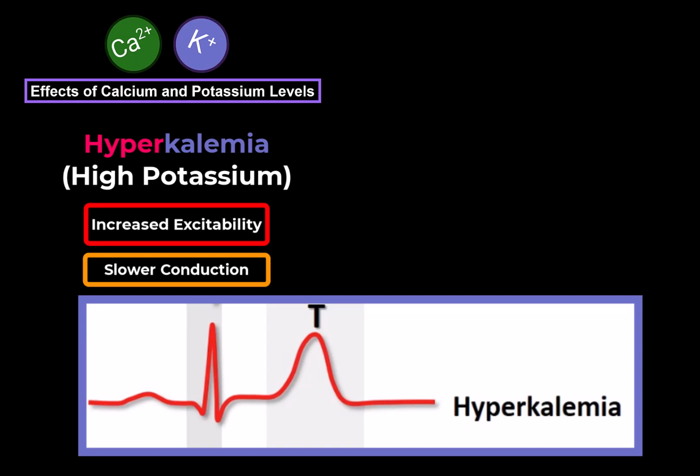So if you do an ECG, one of the earliest signs of hyperkalemia are peaked T waves because the increased potassium causes the process of repolarization to be faster and more pronounced, resulting in the characteristic peaked appearance of the T waves on the ECG. And since the conduction speed is slower, you will often see wider QRS complexes as well.